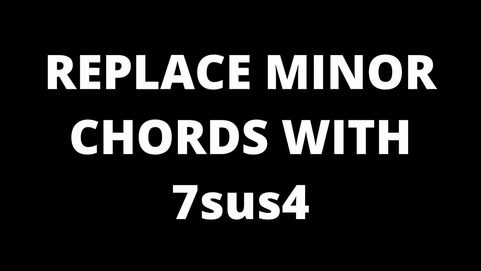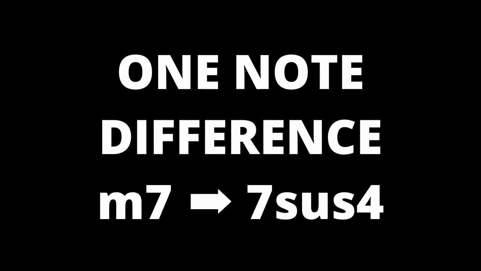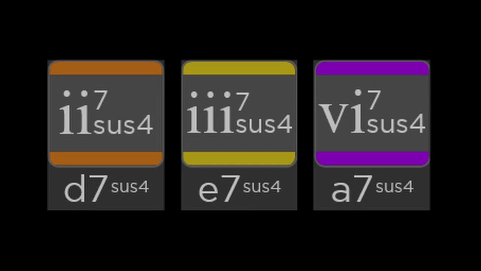As I mentioned earlier, you can also use the 7sus4 chords with the minor chord root notes from major keys. This is because you are only changing a single note from the minor 7th chord, and are therefore still strictly in the key. So in the key of C major, you can use D7sus4, E7sus4, and A7sus4 chords.